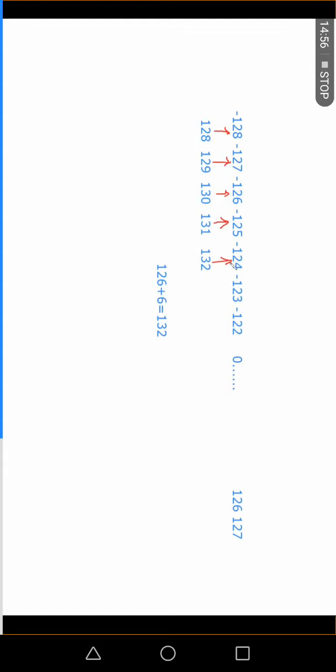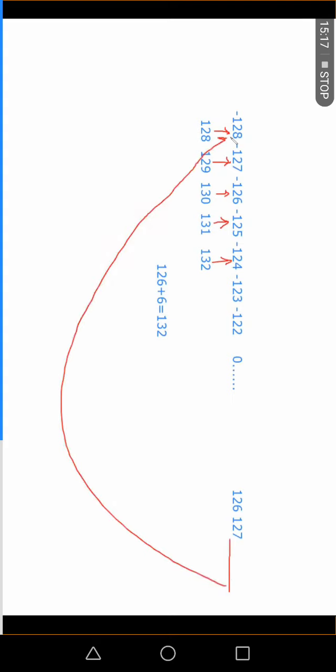Whatever the term, understood? If you understood, I will give one example. If you give the right answer, we'll go for the next one. Another thing is also possible here: the values exceeding from the positive side are rolling from right to left.